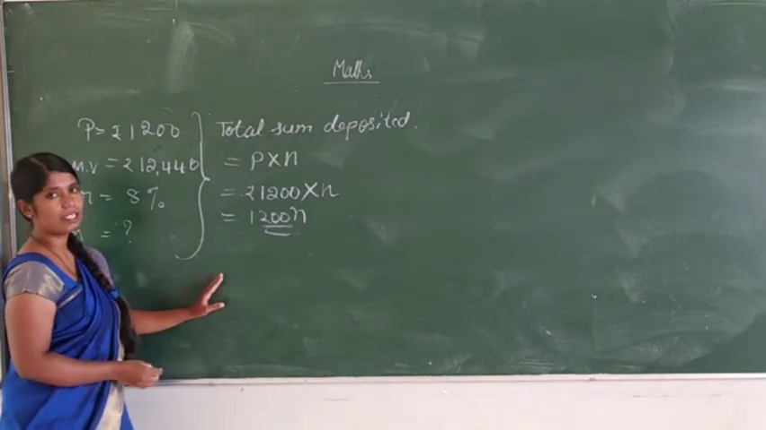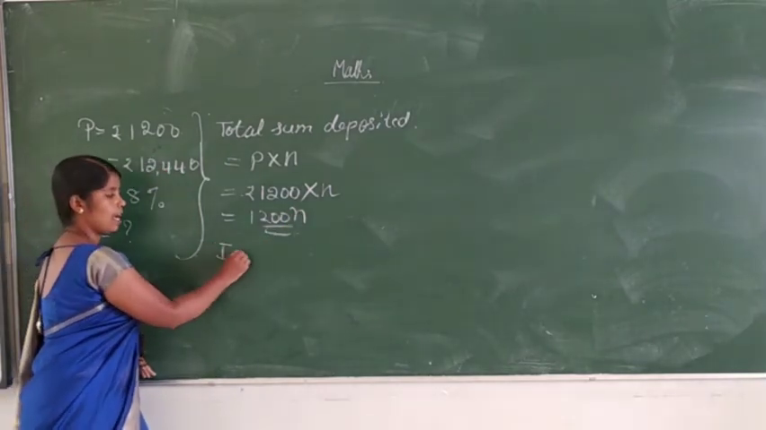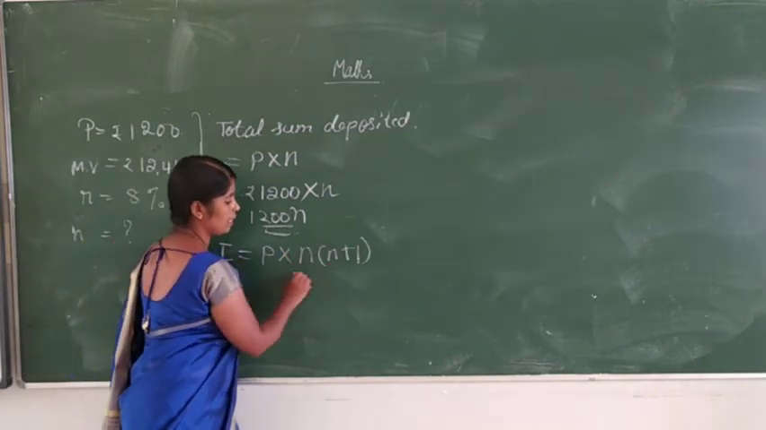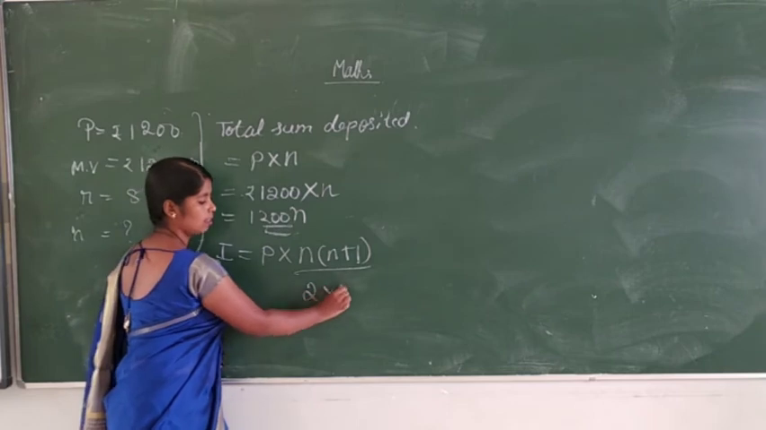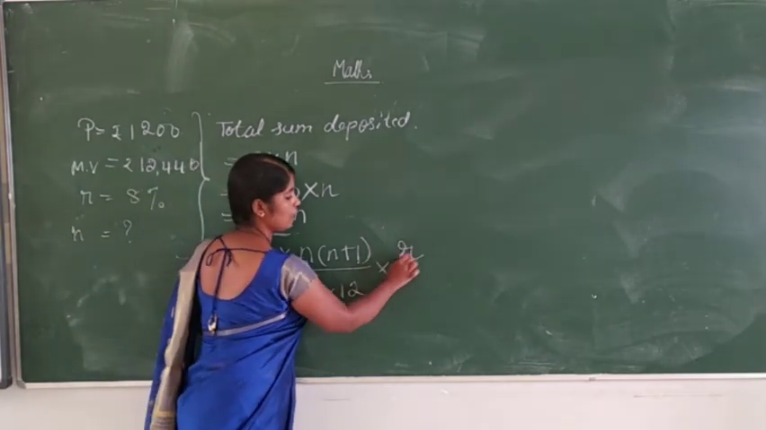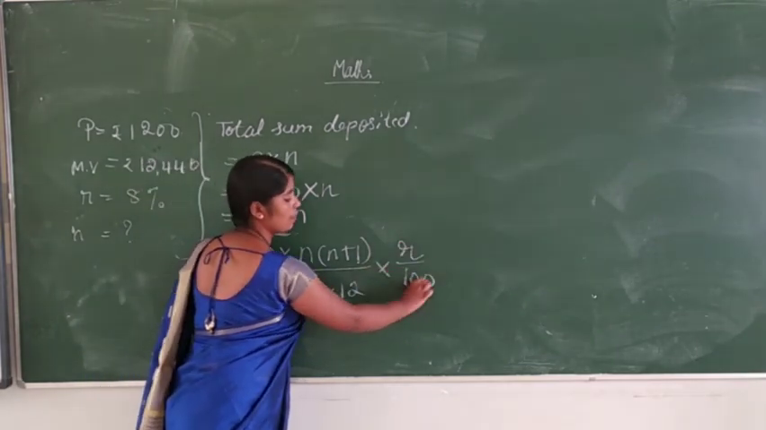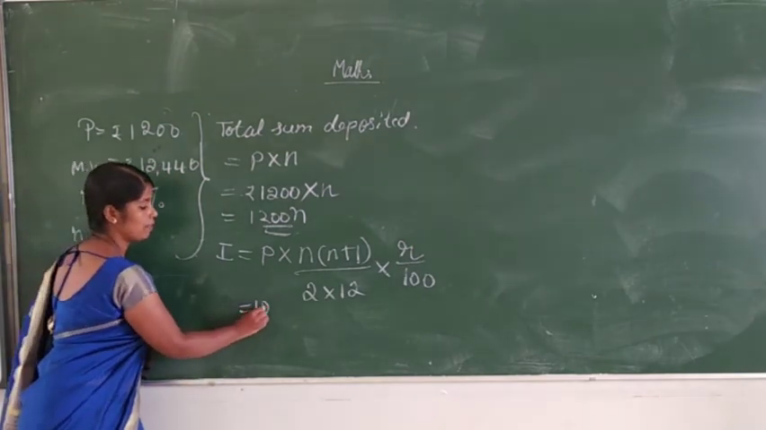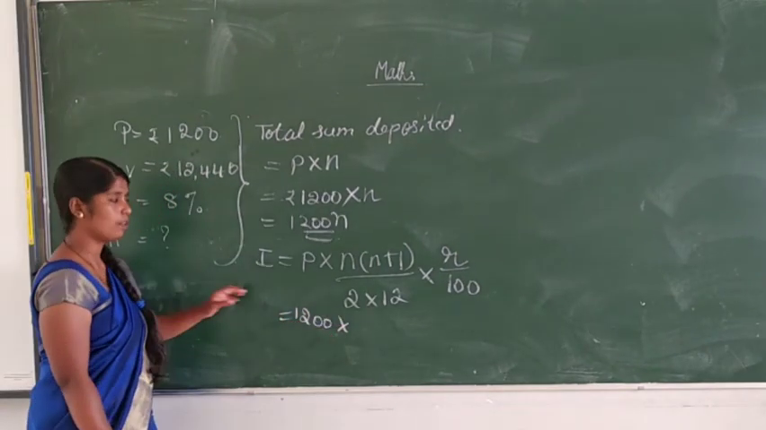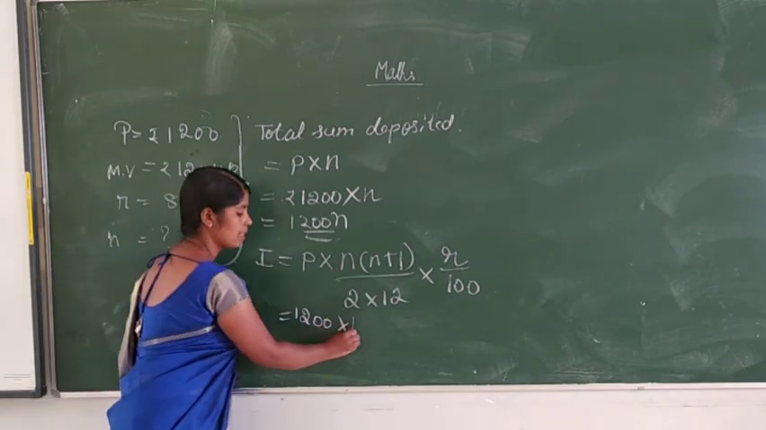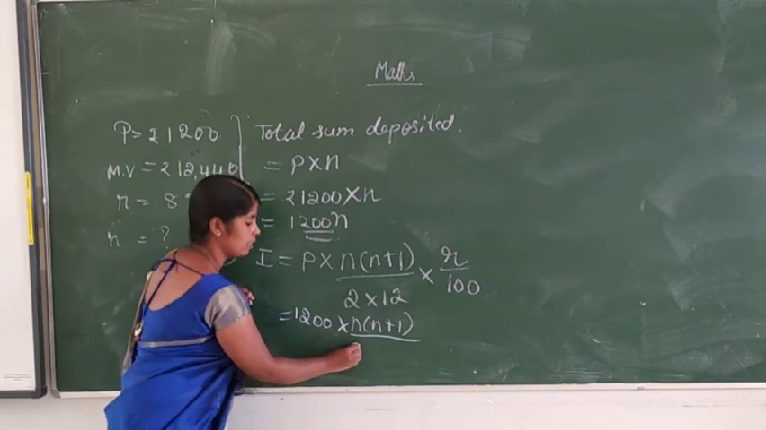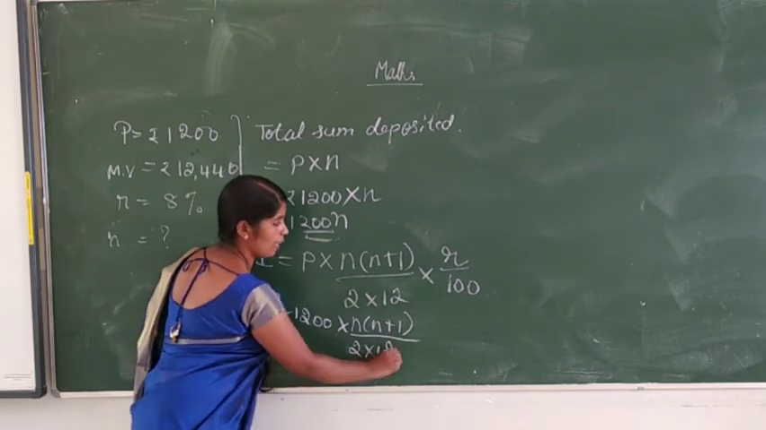Next we calculate what is the interest. I is equal to P into n into n plus 1, divided by 2 into 12, into r divided by 100. Substitute the values. P value we have 1200, n value we don't have, so we keep it as it is. N into n plus 1 divided by 2 into 12.